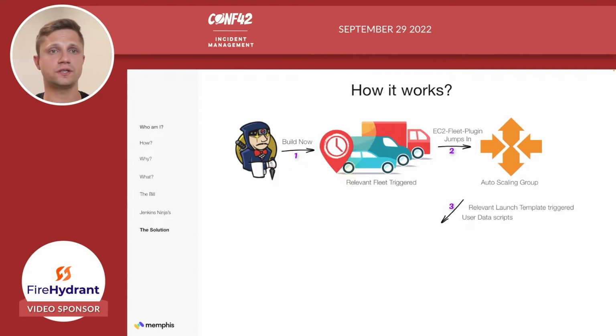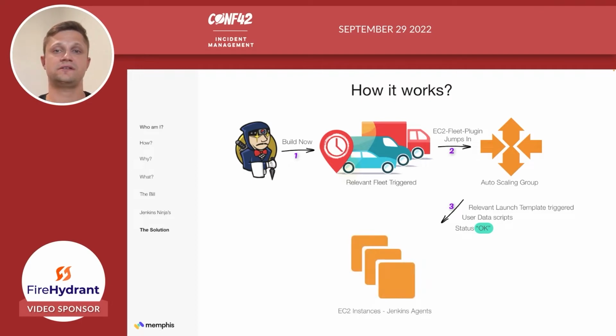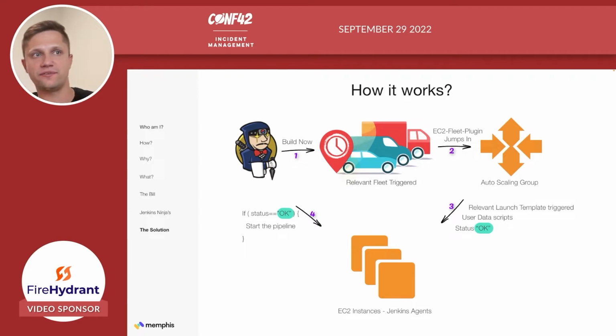After we finish the user data scripts, all the prerequisites, we raise a flag that the status is okay, and our EC2 instances, the Jenkins agents, are up and running. When our master, our coordinator, sees that this flag is raised, it can start the pipeline. So we have another path to get the pipeline started, but you can see all the additional value that you get from this process.